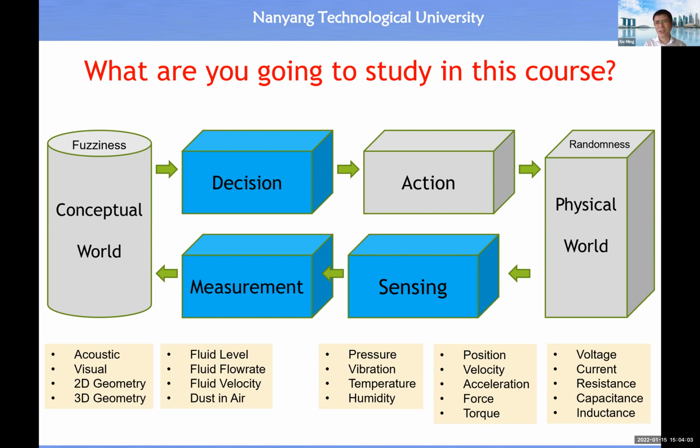In addition, this course will cover the basic details about the physical world, the basic details about the conceptual world, and also you will be able to learn the basic knowledge for you to cope with the randomness in the physical world, and also for you to understand the fascination in the conceptual world.